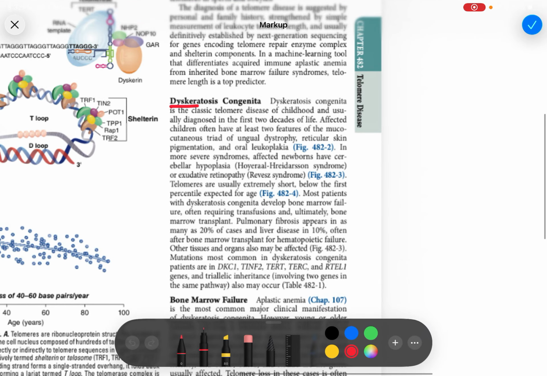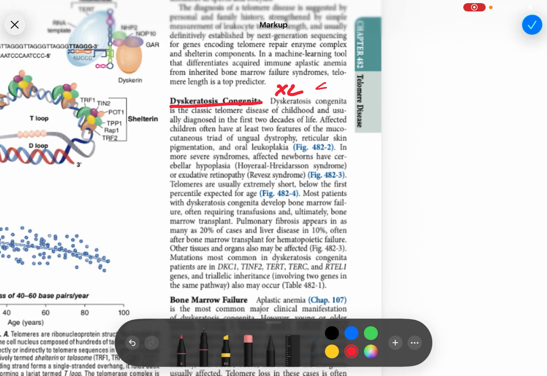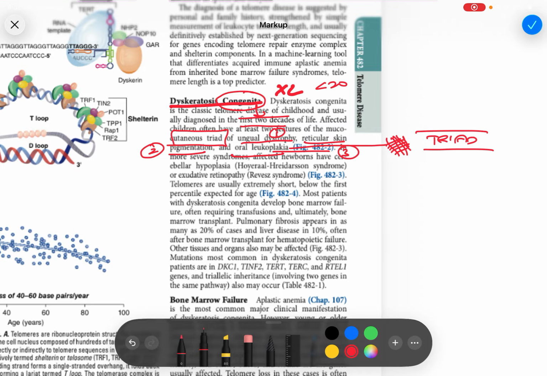Okay, so dyskeratosis congenita is an X-linked disease. It occurs in less than 20, so the first 2 decades. It has a triad: ungual dystrophy, reticular skin pigmentation, and leukoplakia. Leukoplakia also has a reticular-like appearance in the oral cavity. So this is a triad. Please mark it and remember.